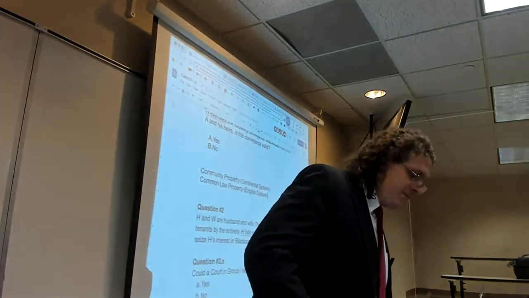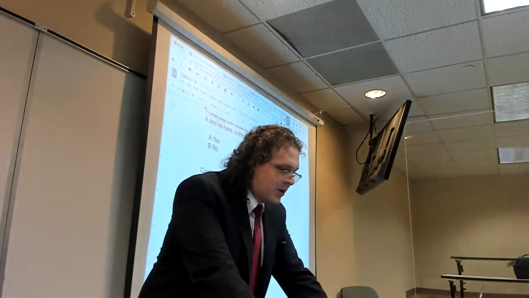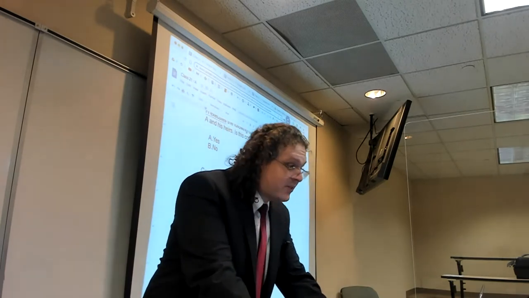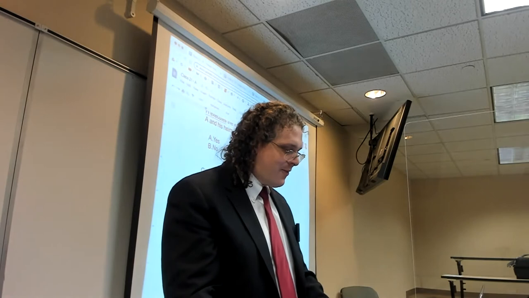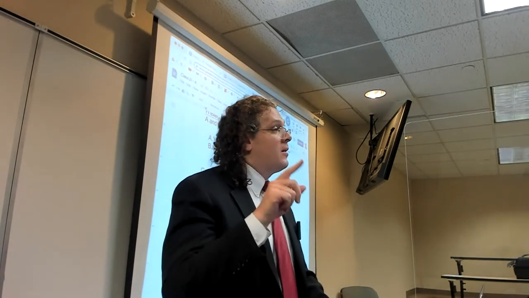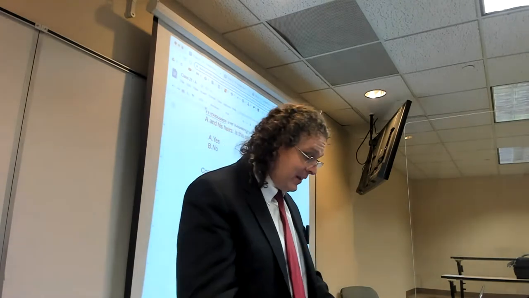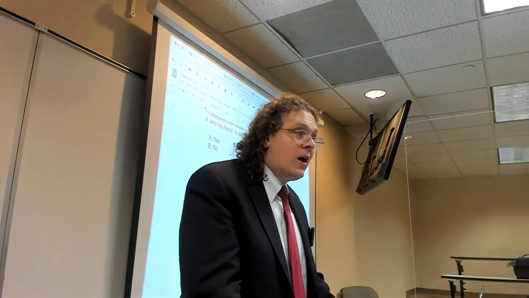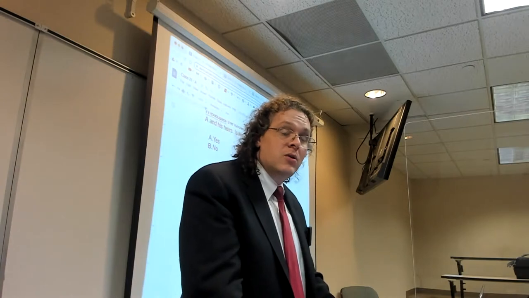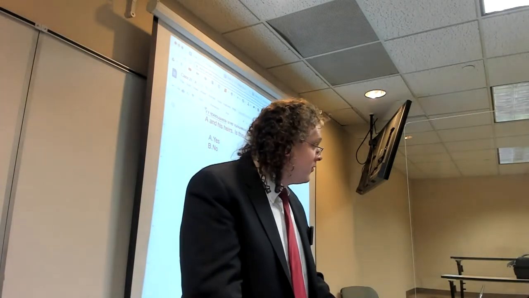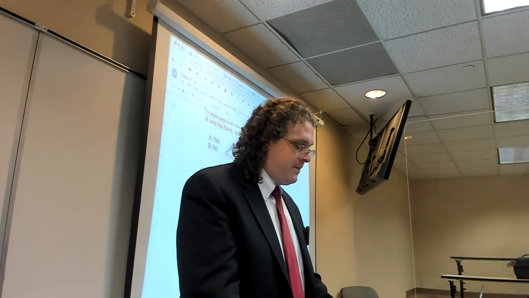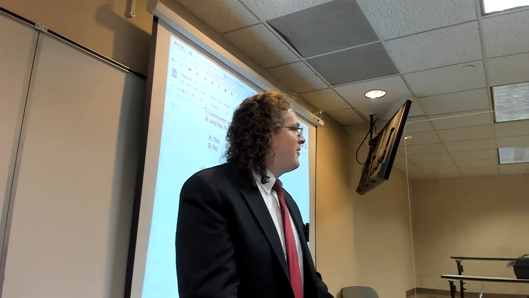Okay, so we did the community system. Let's do the English system, the common law. In the English system, in theory at least, the husband and the wife have separate property. And I said in theory, so just listen to what I said. If the husband acquires property during the marriage, it belongs to the husband. If the wife acquires property during the marriage, it belongs to the wife. Upon divorce, the husband keeps his stuff and the wife keeps her stuff. And you may think, oh, wow, Josh, that seems fair. Everyone keeps their own stuff.